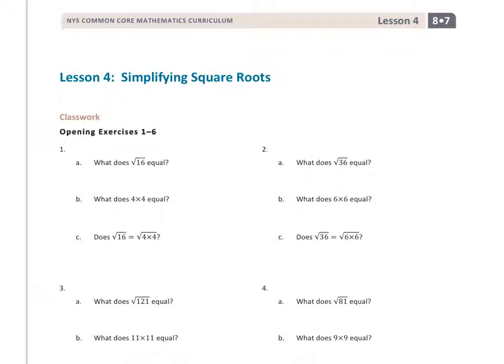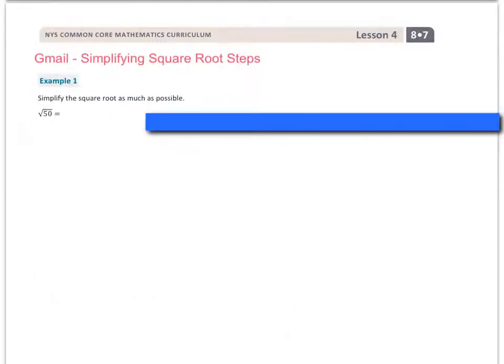Okay, so in this video, I'm going to help you and show you again how to simplify square roots. So go ahead, flip to the second page of lesson 4, and let's take a look at example 1. When you're working on simplifying square roots, I would suggest going to your Gmail. I sent you steps that will help you with how to solve.